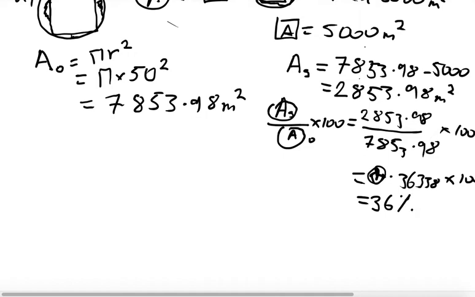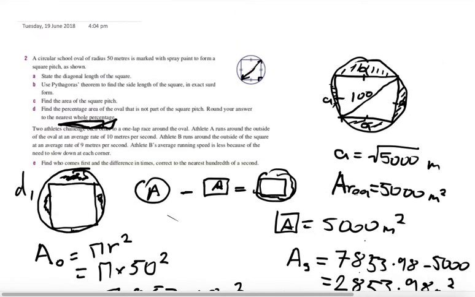So 36% for part D. All right, so now moving on to athletics. What does that say? Let me just erase that.